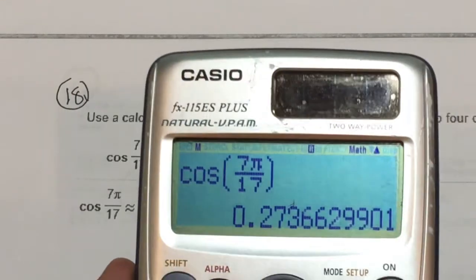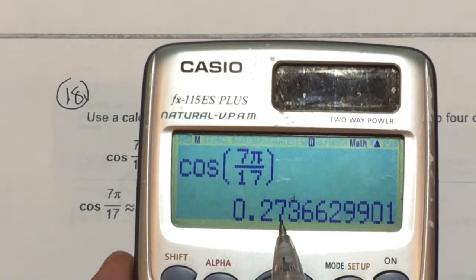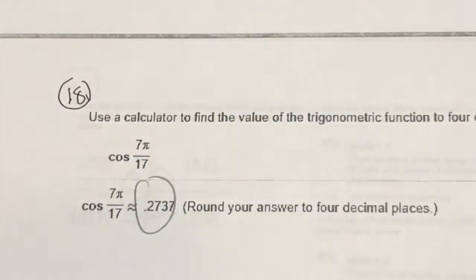0.27366. So it wants me to round it to 4 decimal places. So there's the 4th place, and that there is 5 or above. So I have to give this a shove. So it's going to be 0.2737. Round it nice. Be careful.